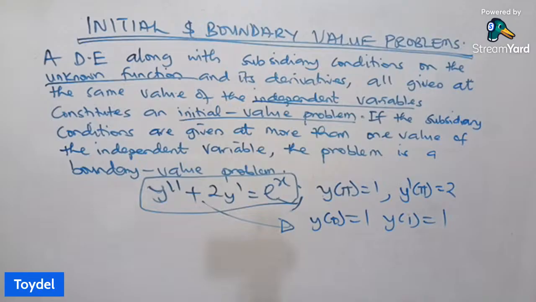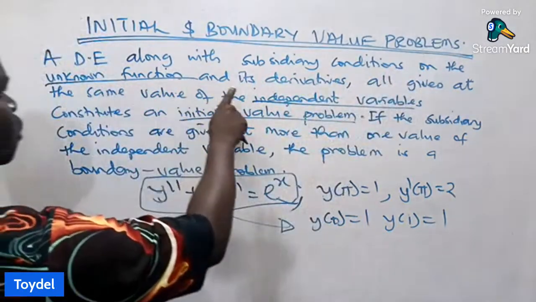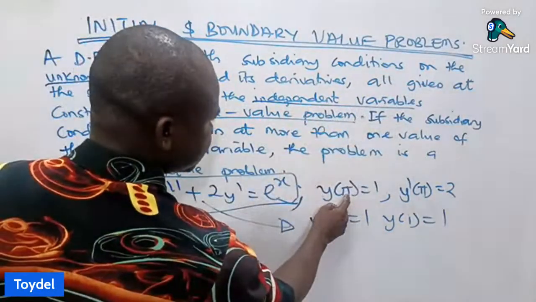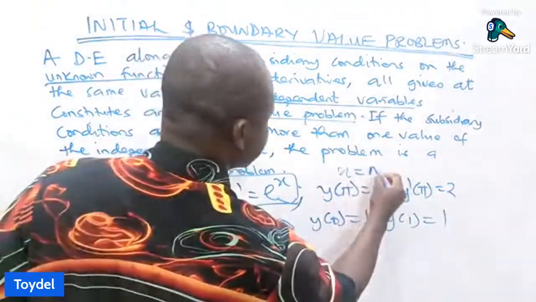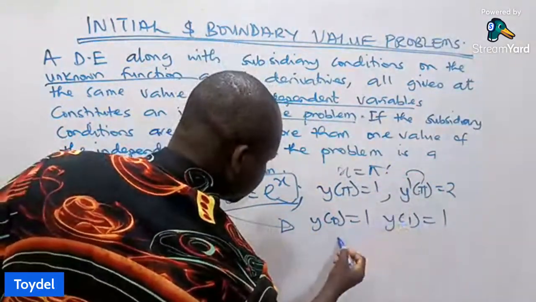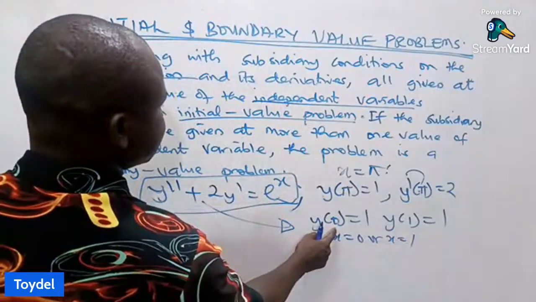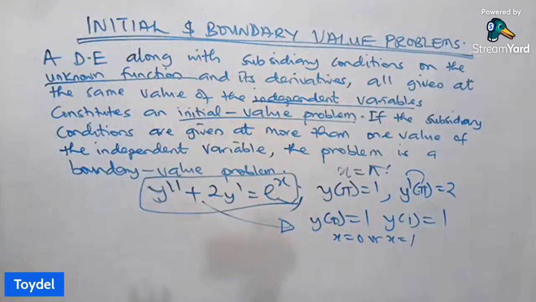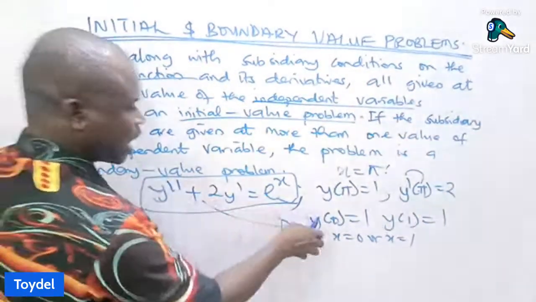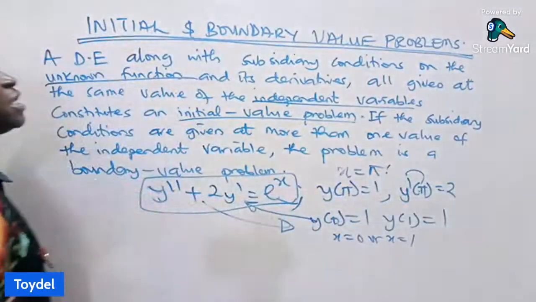In the case of an initial value problem, all the subsidiary conditions on the unknown function and its derivative are given at the same value of the independent variable, π. When x is equal to π, here x is equal to π. In this case also, x is equal to π. But in this second condition, x is equal to 0 or x is equal to 1. So when the subsidiary conditions are given at different values of the independent variable, such problems are referred to as boundary value problems. But when they are given at the same value, it is called an initial value problem.